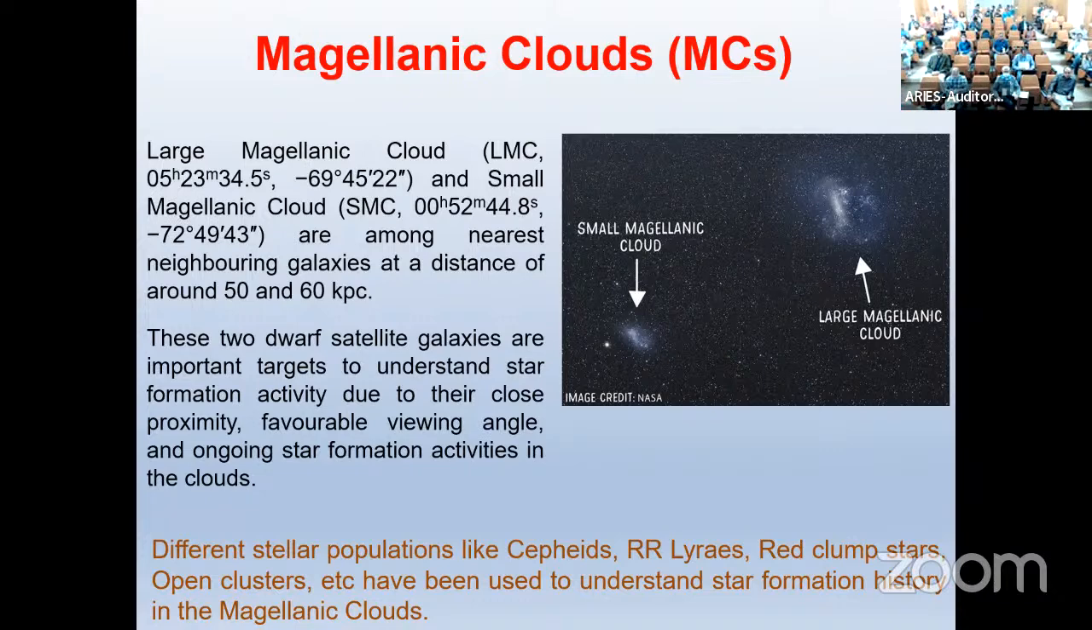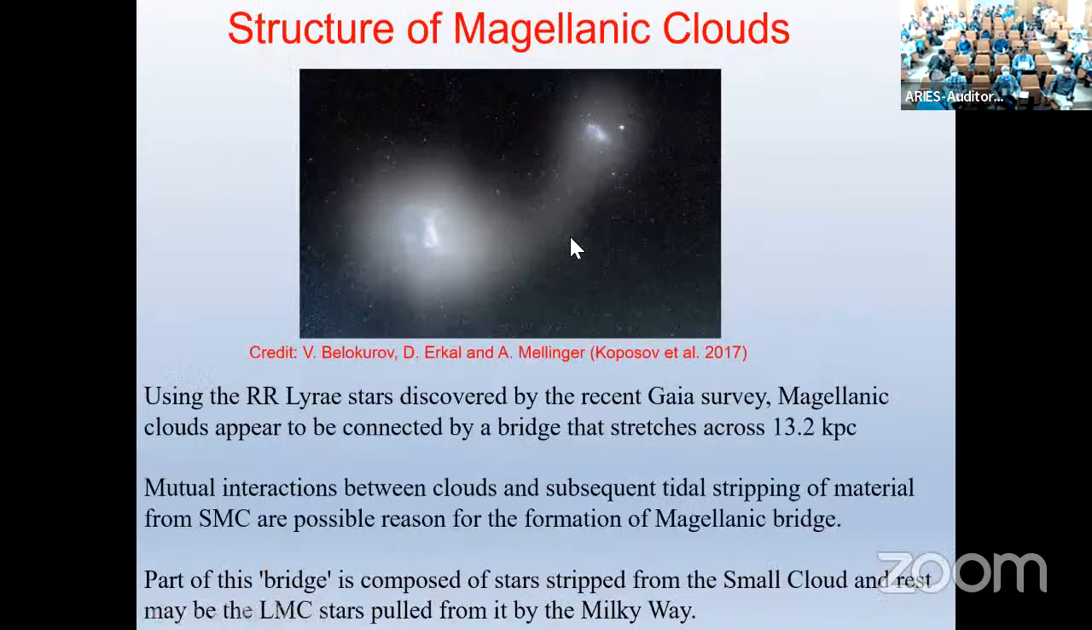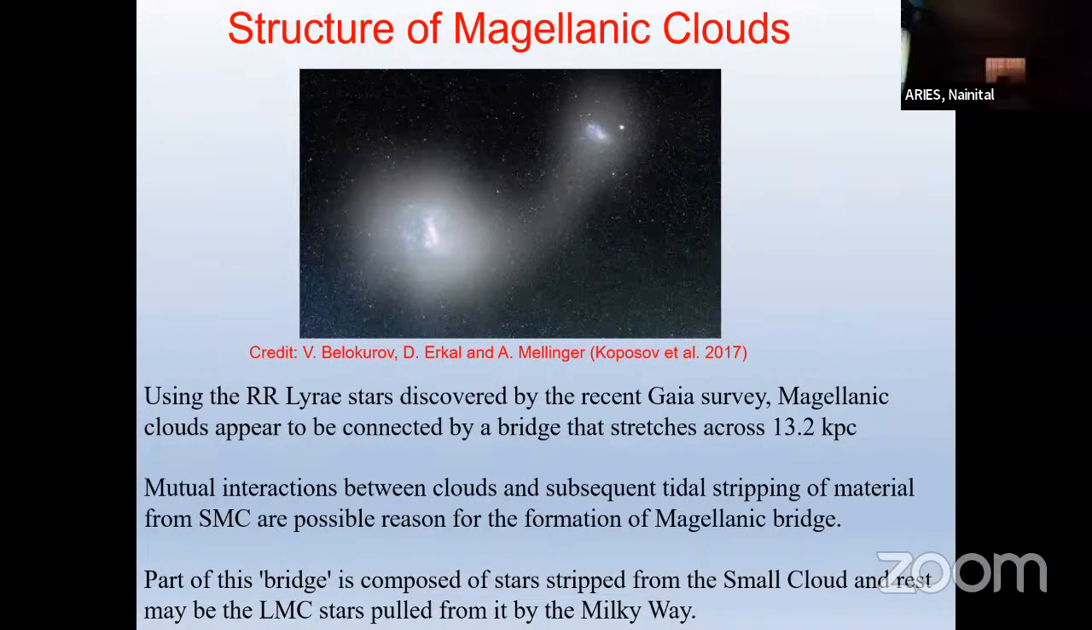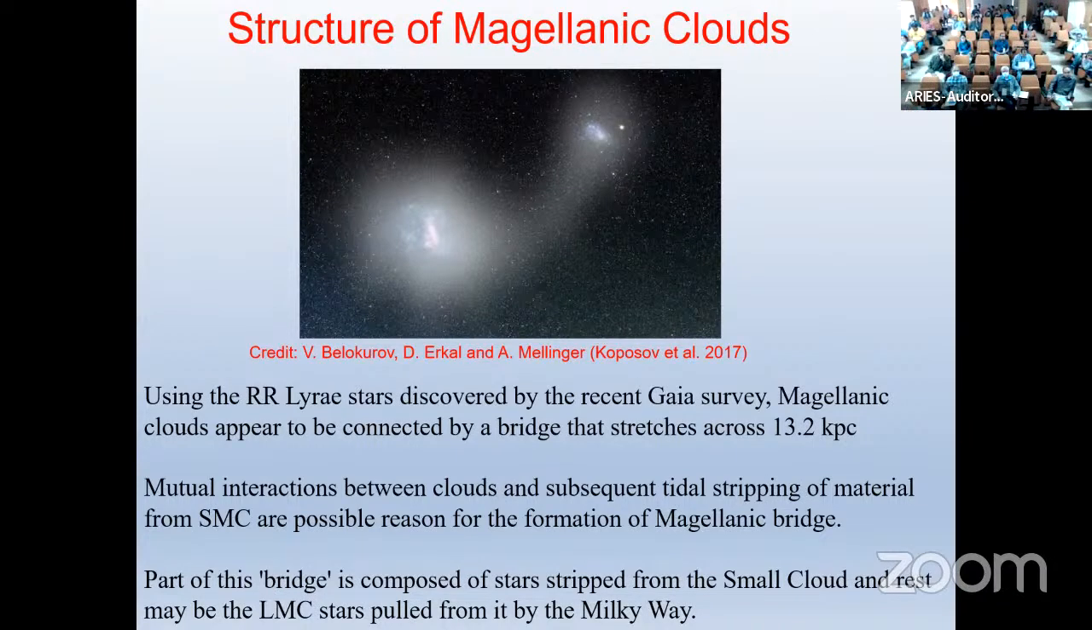Of course, I don't know whether you can see the picture clearly. In this recent analysis using Gaia data, you can see the Large Cloud and the Small Cloud, a kind of halo around these two galaxies, and the bridge between the LMC and SMC. This is a recent structure of the Magellanic Cloud using Gaia data. This picture was made using RR Lyrae stars, but we have analyzed the same thing using Cepheid variables in the galaxy.